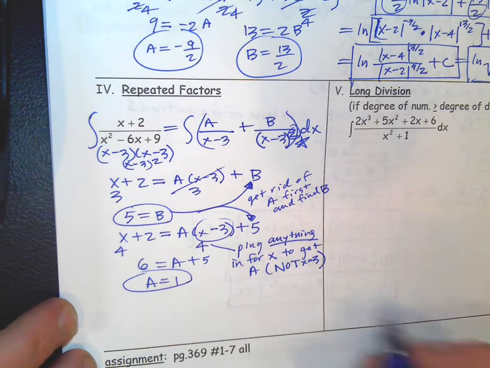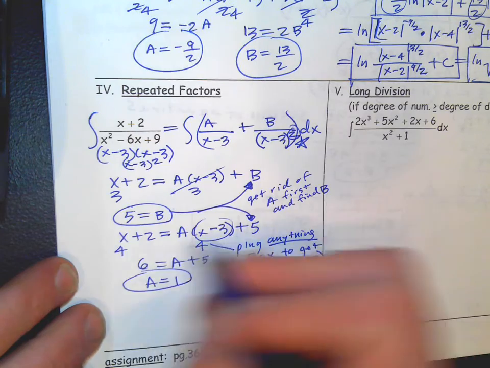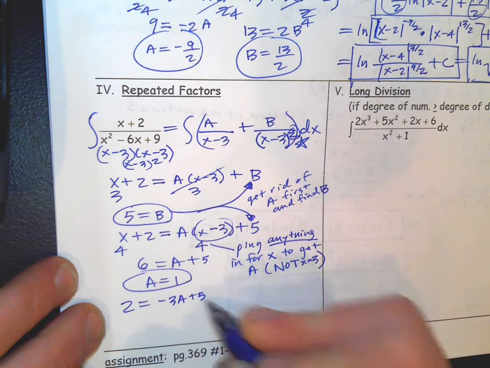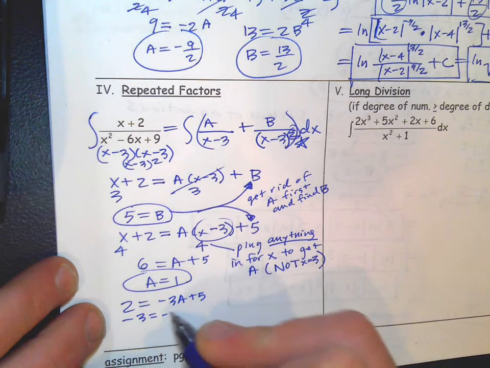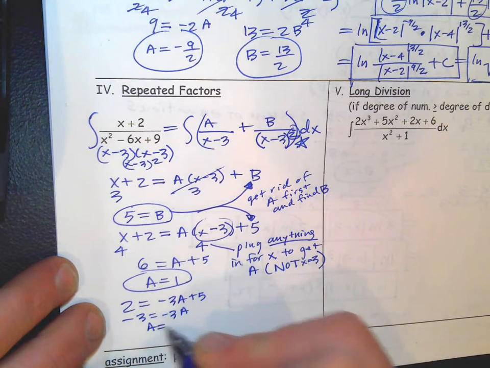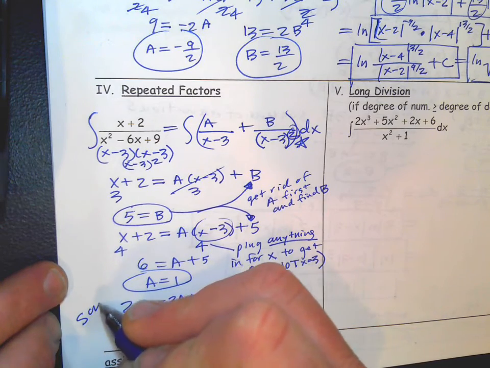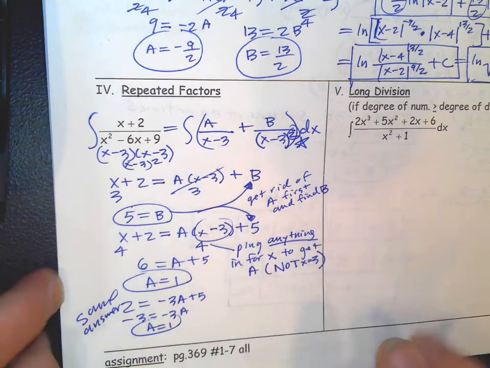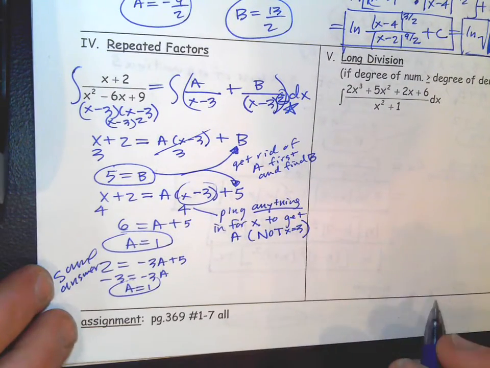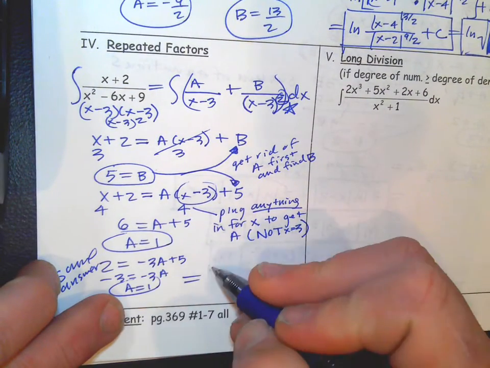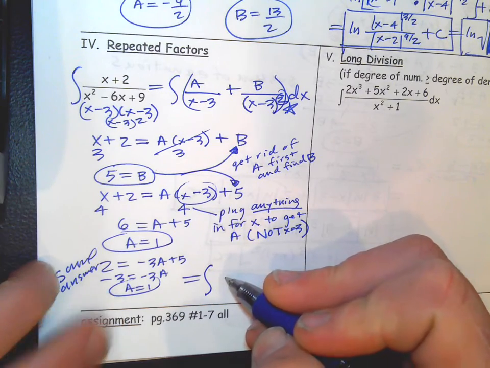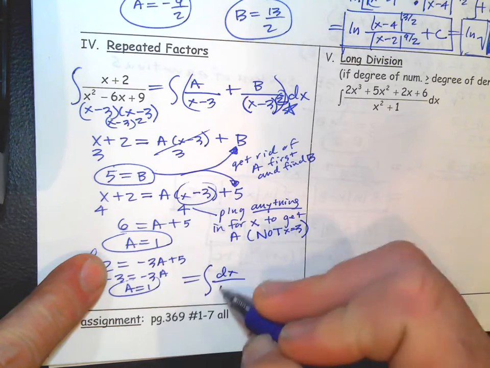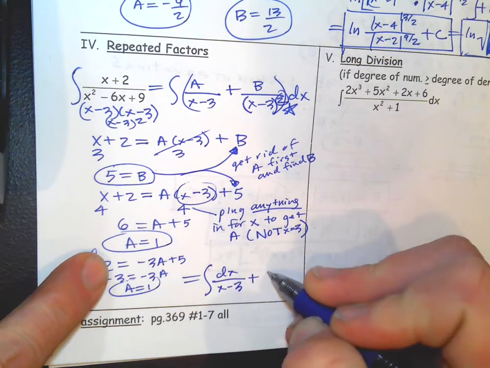Just to illustrate, we could plug 0 in and it would be 2 equals negative 3a plus 5. And then you get negative 3 equals negative 3a. And then you get a equals 1. Okay, same answer, right? I just think it was easier to plug something in that made that a positive 1 because it was less work, less steps. So the new integral is going to be, a is 1, so that's going to be dx over x minus 3. B is 5, which I'd put out in front.